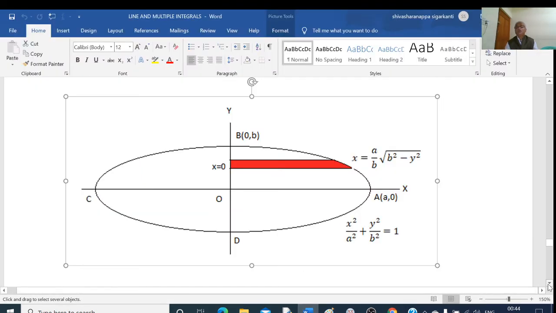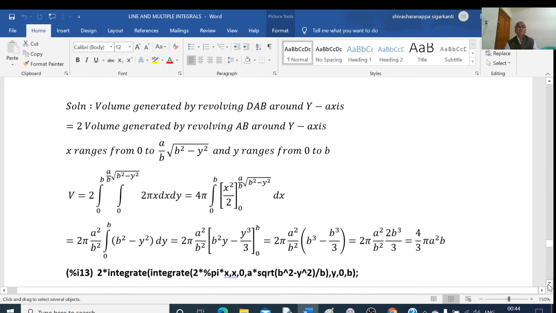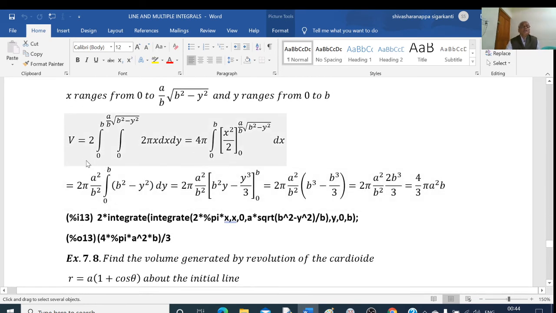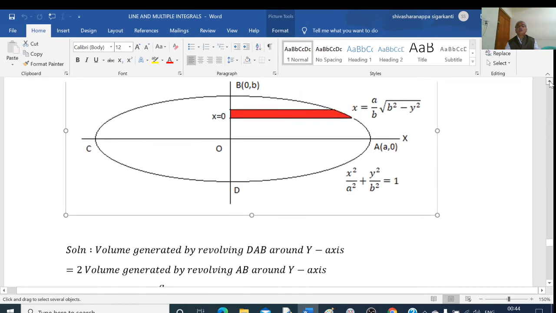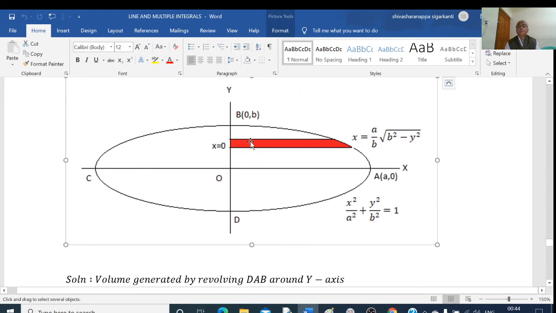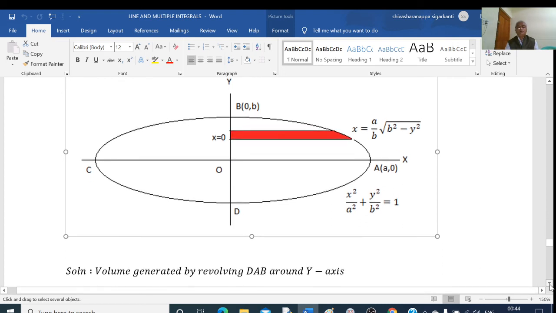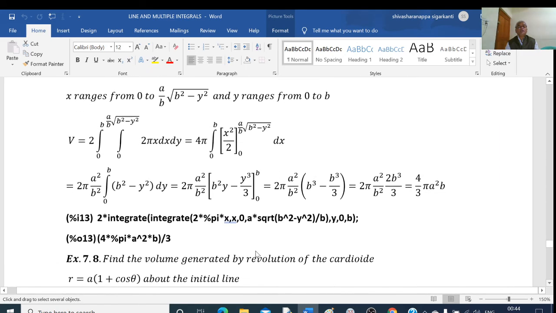Now, the formula is like this: b equal to twice, 0 to b. Here y ranges from 0 to b, and x ranges from 0 to a by b into root of a square minus y square. Y ranges from 0 to this point, so that is 0 to b here. The formula is the same, just instead of 2 pi y I have to write 2 pi x dx dy.